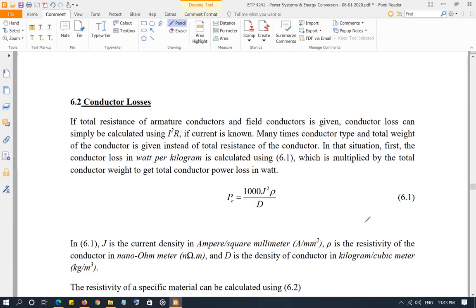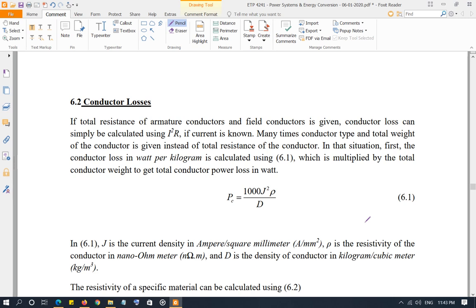So conductor losses, again, those are I square R losses. So for example, if you know how much current is flowing through your armature, then the armature loss in the resistance of the armature is simply IA square RA. Likewise, if your generator or motor is shunt, then you have the shunt field resistance, and if you know the field current, then IF square RF will be the shunt field loss.